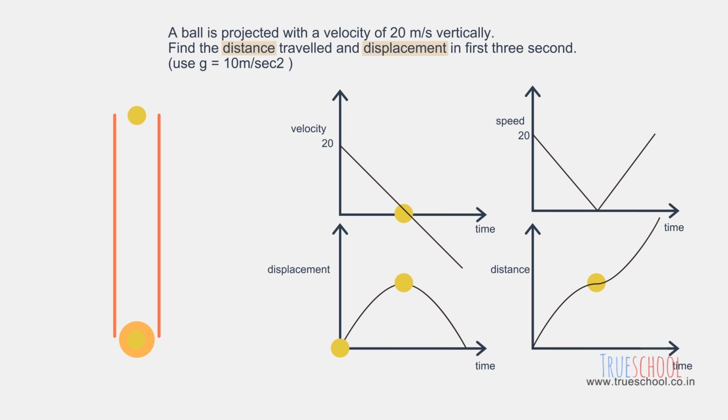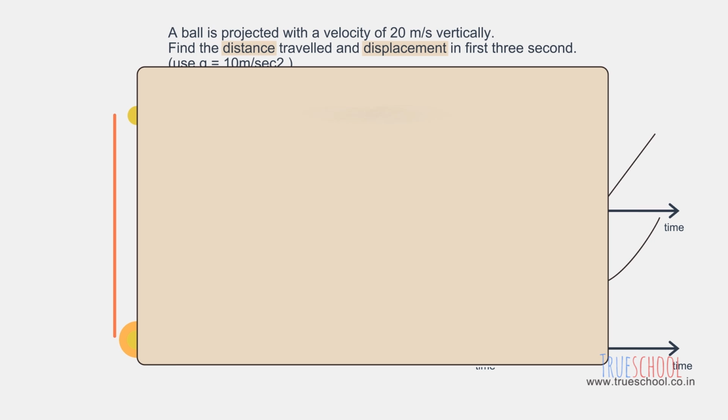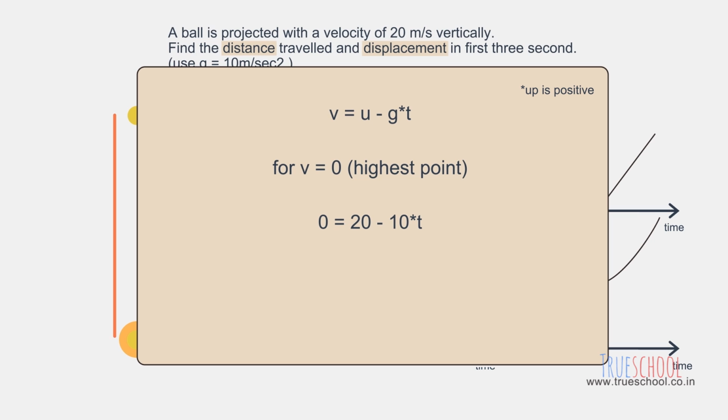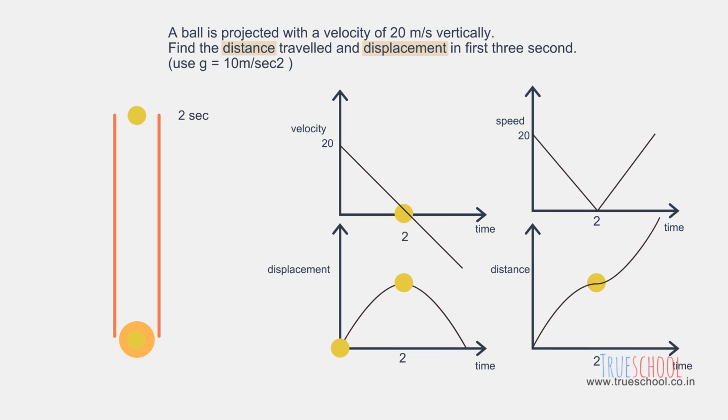For the given question, the point when it reaches the highest point, which can be obtained by v equal to u minus gt, we can find the time when v becomes 0, that is the highest point when the velocity changes its direction. It comes out to be 2 seconds. So till 2 seconds the displacement and distance are the same, but after 2 seconds they become different.